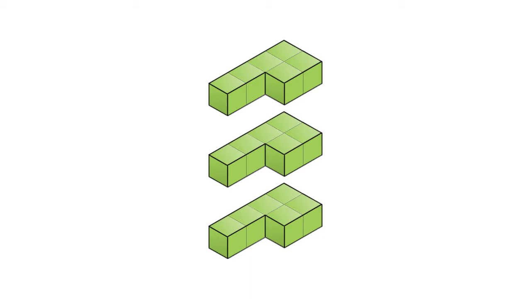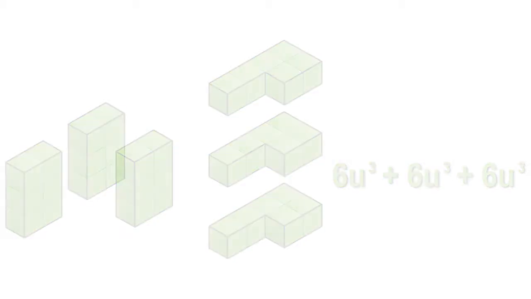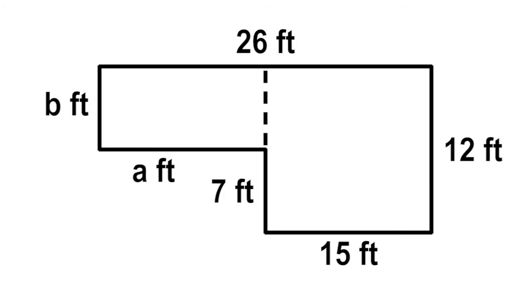3 layers of 6 cubic units each, or 6 cubic units added to 6 cubic units added to 6 cubic units. Notice that the expressions for the second and third examples of decomposition are the same, even though the shape was partitioned differently. If we take a moment to return to the irregular model of area, we will notice that each measurement is made in feet.